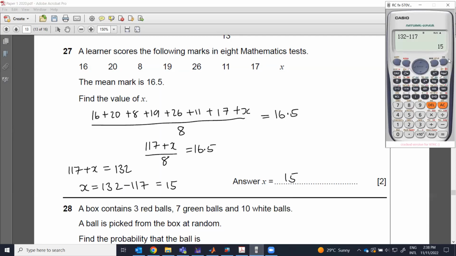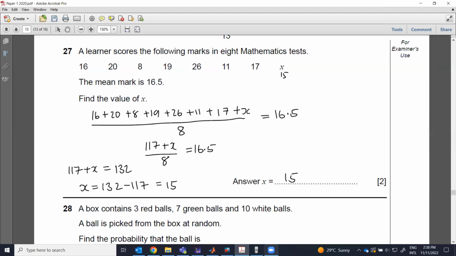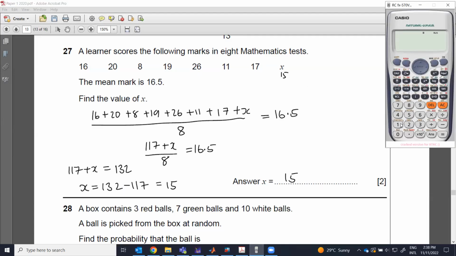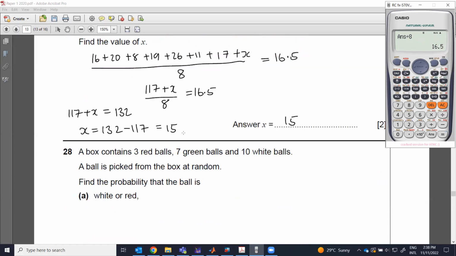Okay, then you can try this on your calculator, add all the numbers as if this was 15, then find the average. So you'd say 16 plus 20 plus 8 plus 19 plus 26 plus 11 plus 17 plus 15, and then divide this by 8. You can see that the average is in fact 16.5.